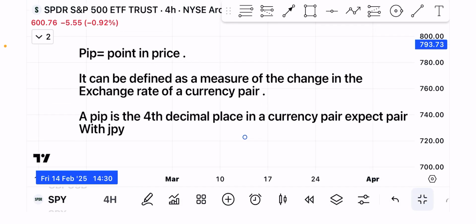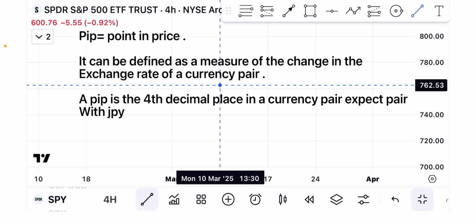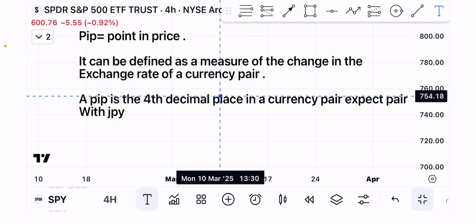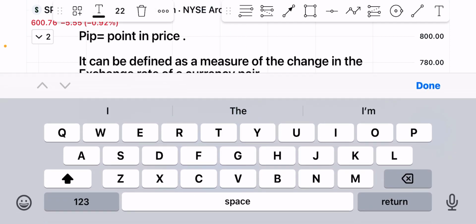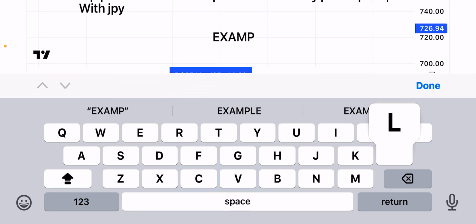Except pairs with JPY. So the fourth place in any given number, any price in the market, the fourth number there is the pip value of that market. So you understand. This is where we have to listen carefully. Let's look at an example.